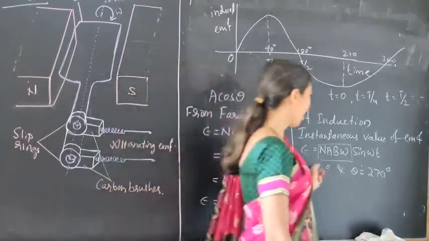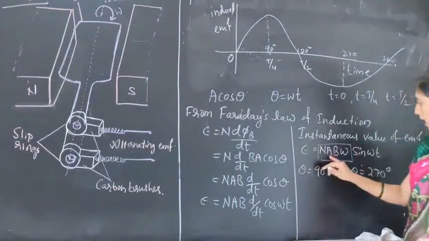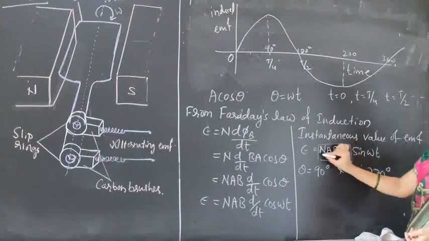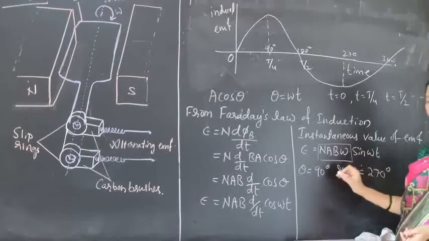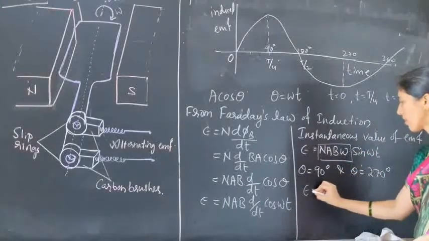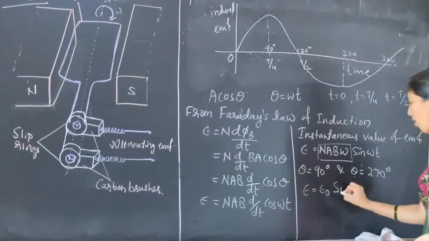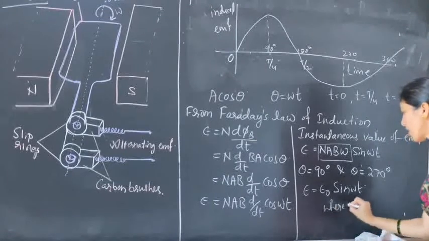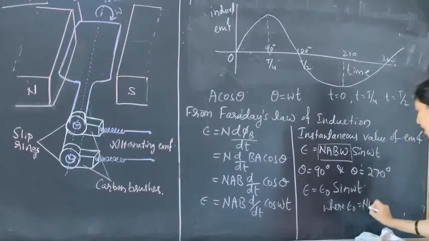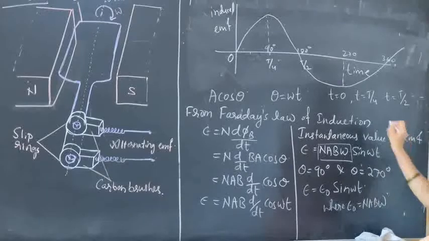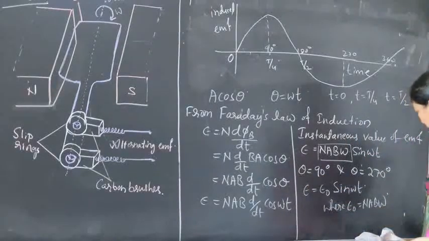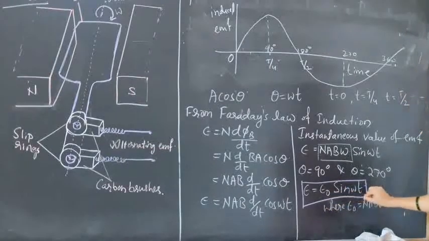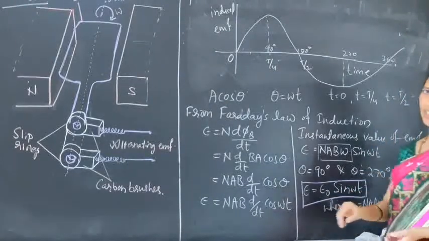See here, E is equal to NAB omega sin omega t, and I will replace this NAB omega as E naught. So we can write this as E is equal to E naught sin omega t, where E naught is equal to NAB omega. So E is equal to E naught sin omega t is the expression that we get here.